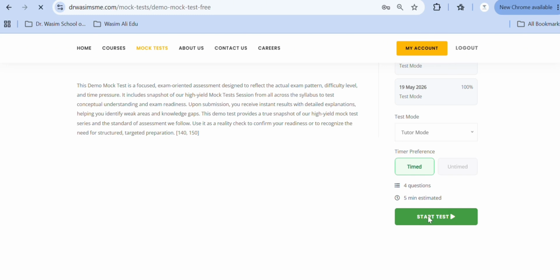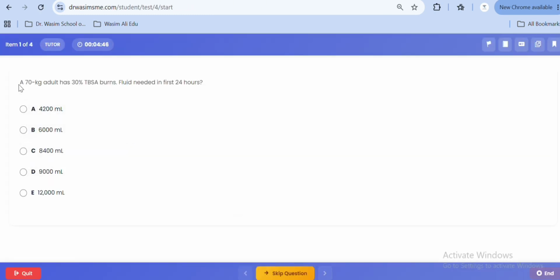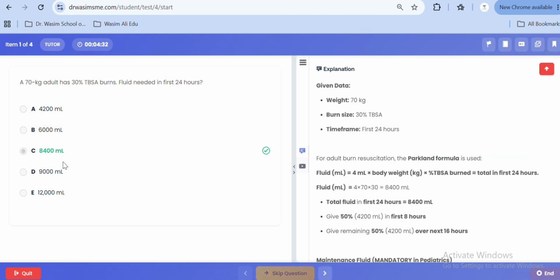So let's start. After this, you can see that here is the question statement. These are the options. A 70 kg adult has 30% total burn surface area, fluid needed in first 24 hours. So this is based upon the Parkland formula. So the answer is 8400 ml. How do we get that this is 8400 ml?